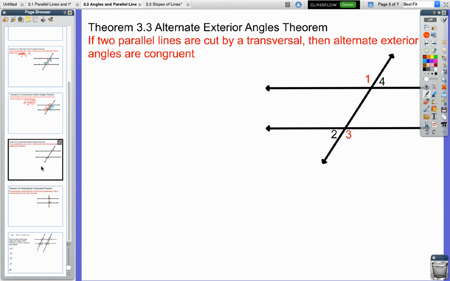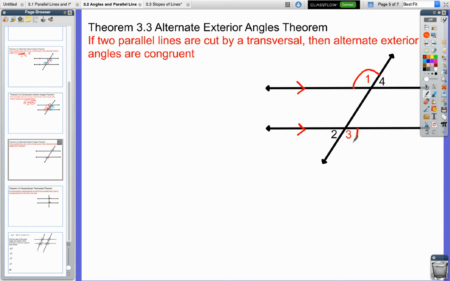All right, let's look at the next one. Alternate exterior angles, very similar to the last one. There we have two parallel lines cut by a transversal. They're alternate, so they're on opposite sides of the transversal, and they're exterior angles. They're congruent to each other.